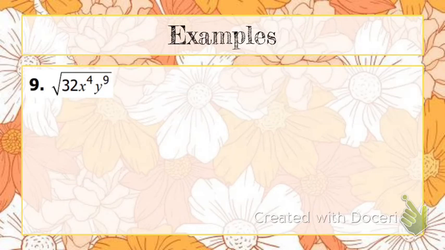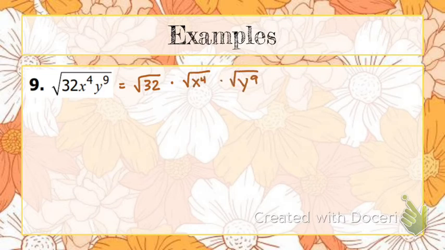Number 9 is the first example we're going to do. So let's just break this apart into pieces. I think that's the easiest way to look at it. So let's do the square root of 32 times the square root of x to the 4th times the square root of y to the 9th. And we're just going to look at each piece separately. So the square root of 32 is going to be reduced by dividing 32 by 16. So this is going to turn into the square root of 16 times the square root of 2.